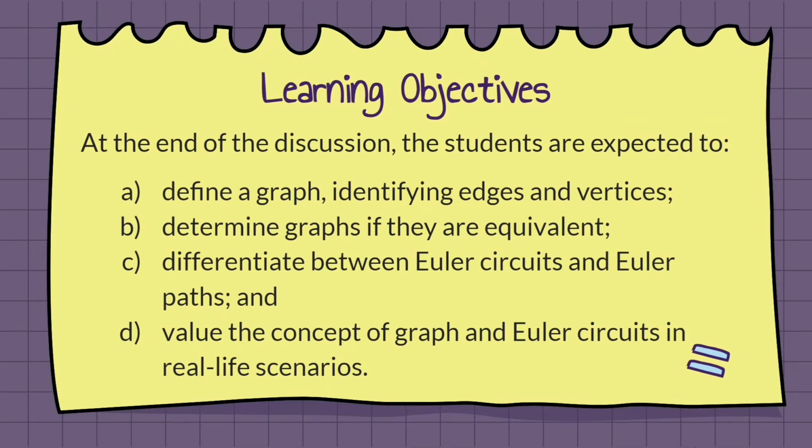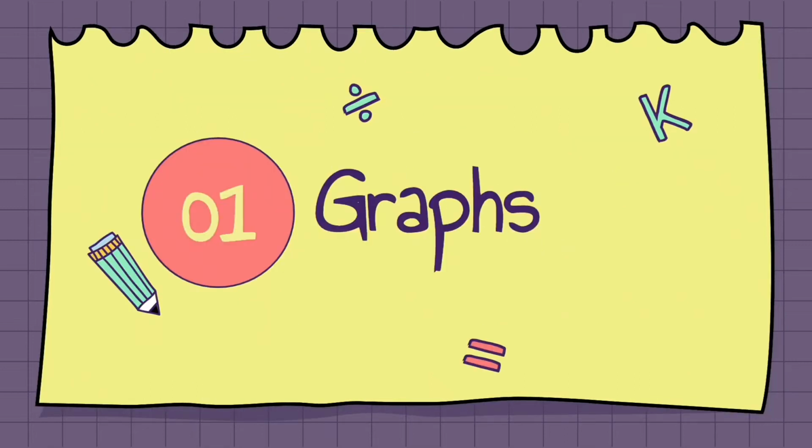At the end of the discussion, you are expected to define a graph, identifying edges and vertices, determine graphs if they are equivalent, differentiate between Euler circuits and Euler paths, and value the concept of graph and Euler circuits in real-life scenarios. So first class, let's discuss graphs.